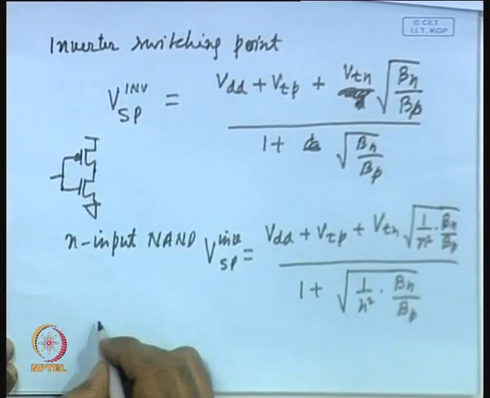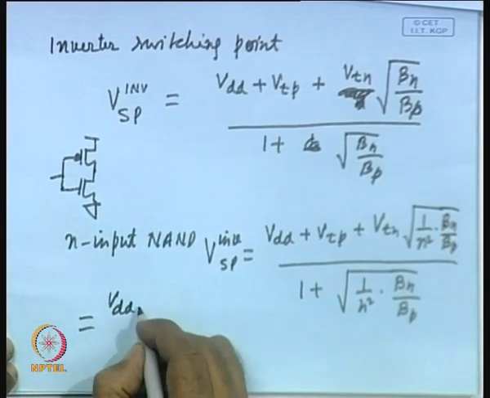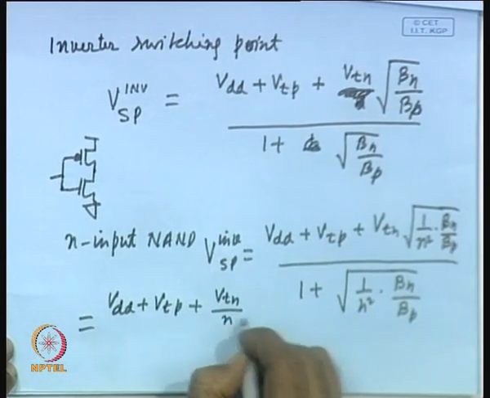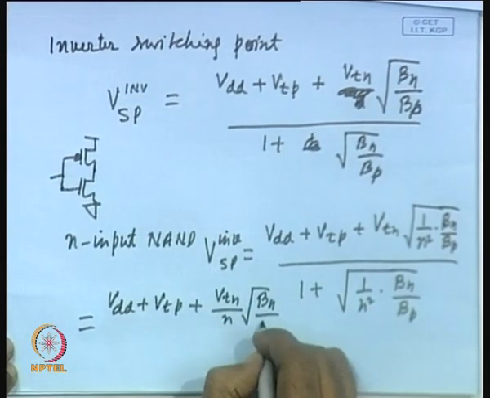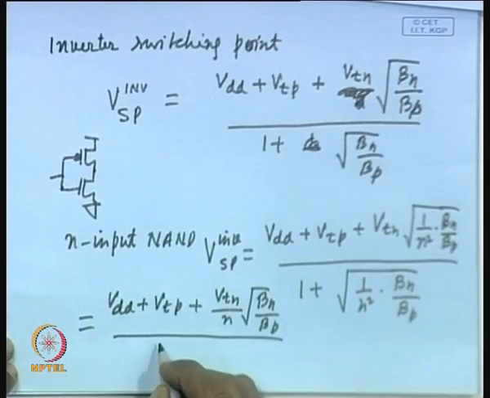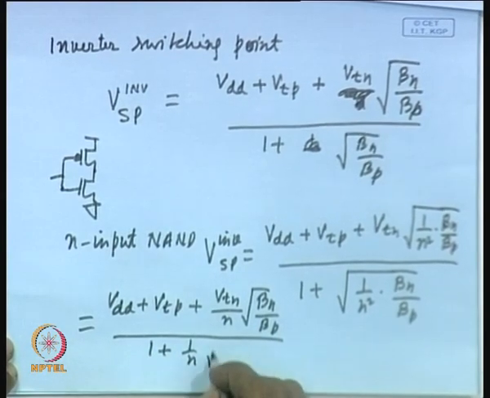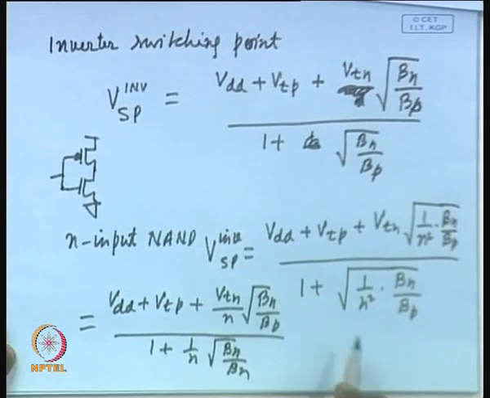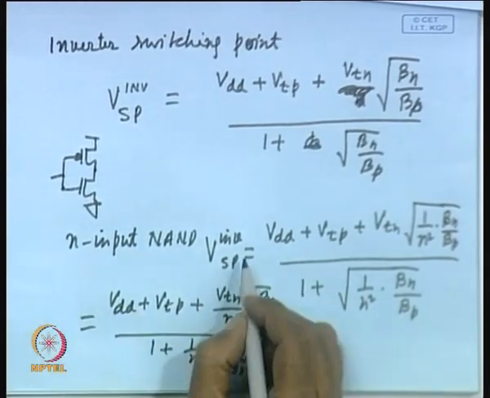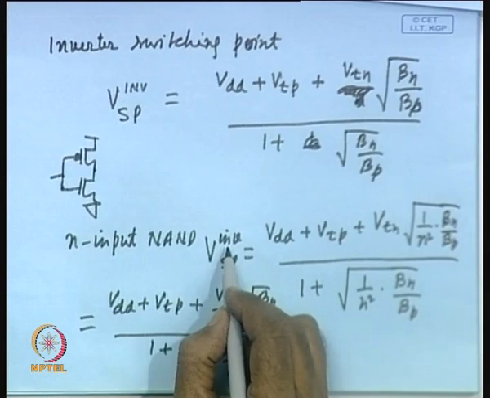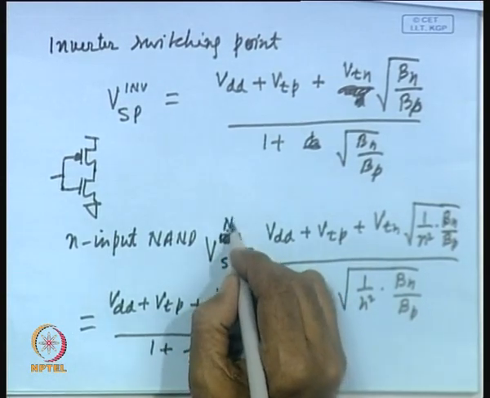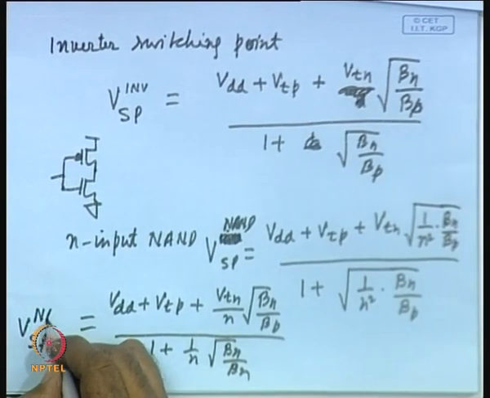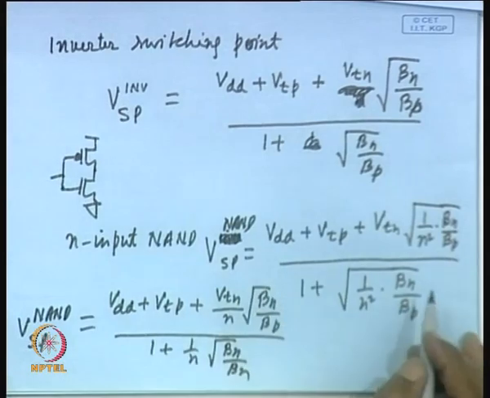So, if we simplify, this will be equal to VDD plus VTP plus VTN by n root beta n by beta p, and at the denominator it will have 1 plus 1 by n root beta n by beta p. Now, if we plot, this is not the case for an inverter, this is for a NAND gate, for an n input NAND gate. So, this is VSP NAND, that was the case for inverter.